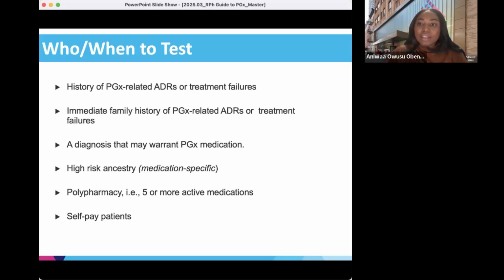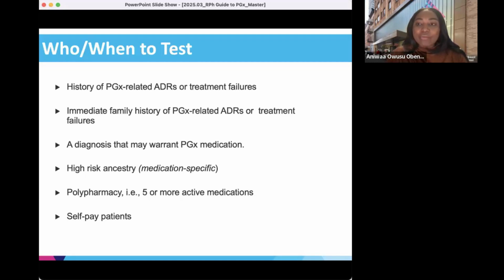So if they come in and say, my dad had really bad muscle pain whilst on statins, I would not prescribe a statin, or we will make sure that if they are getting prescribed a statin, since we don't prescribe, we will make sure that they also get tested so that we will have that information on file to guide their selection of the right medication. If the patient has been recently diagnosed with a condition that would warrant a pharmacogenetic medication, we advocate that they should be tested as well.